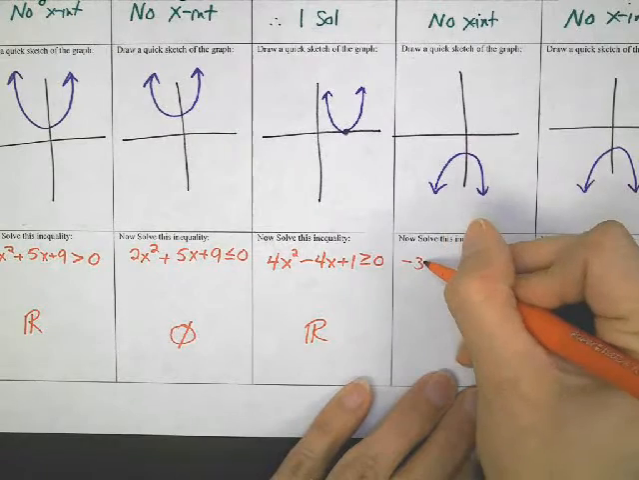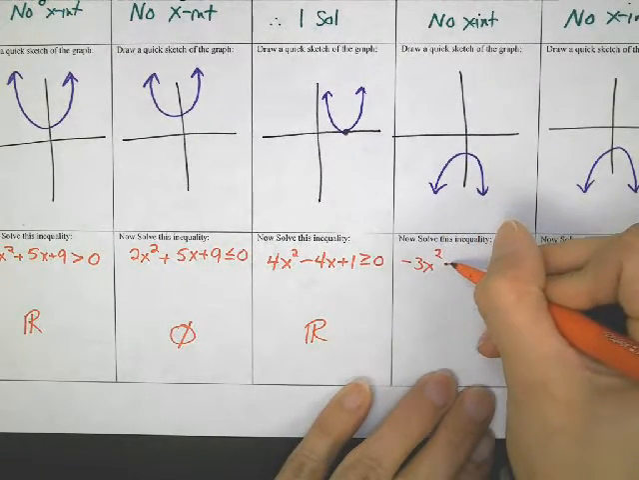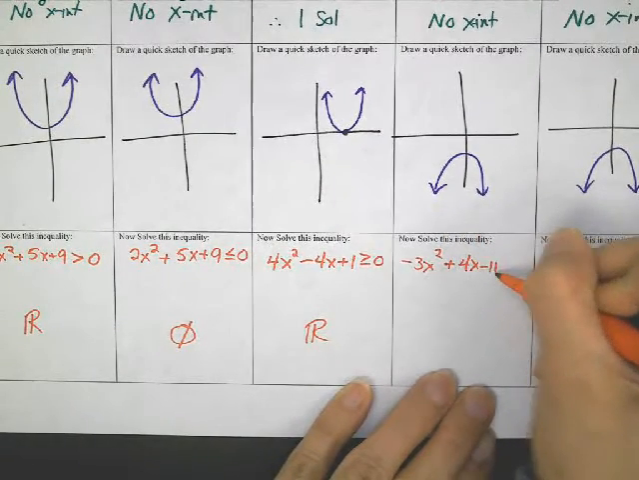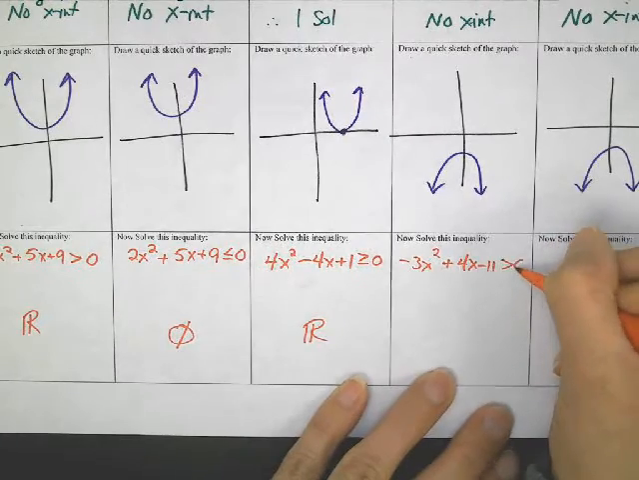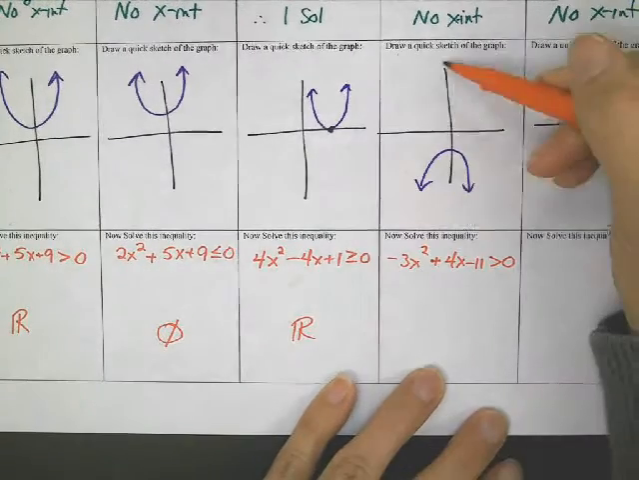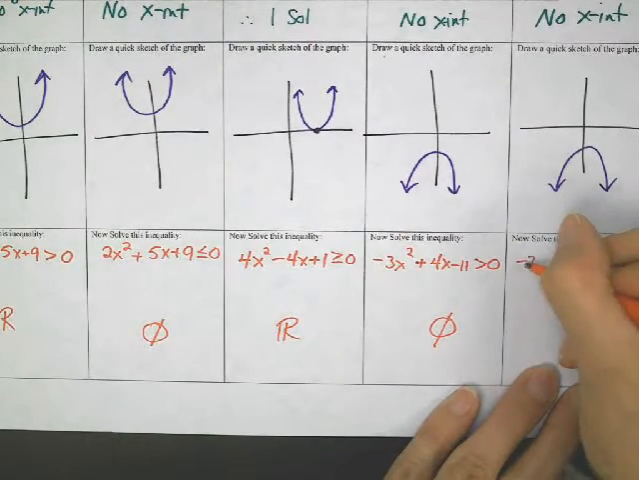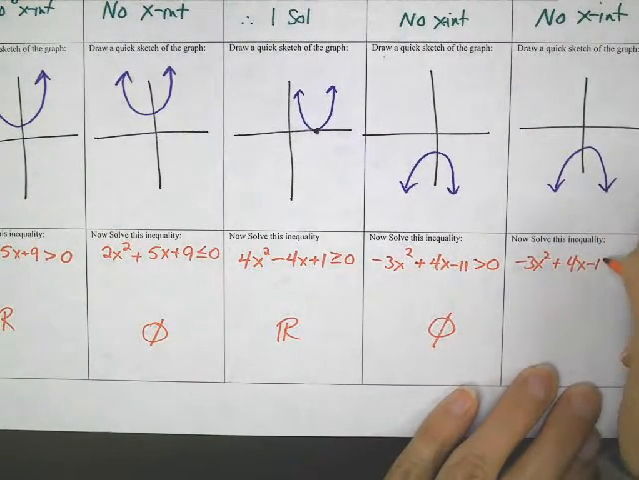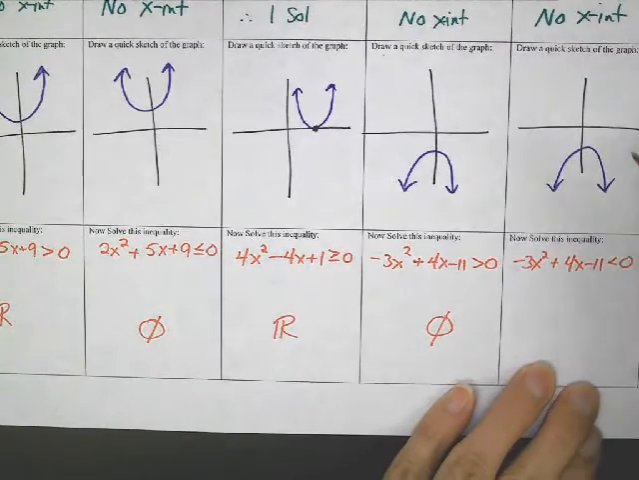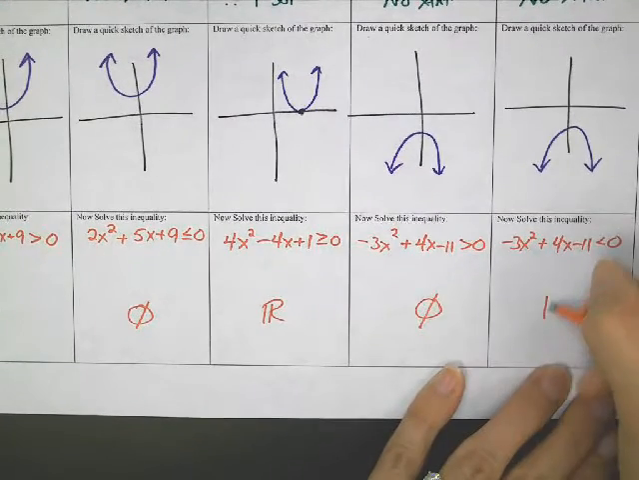What if this parabola, negative 3x squared plus 4x minus 11, wanted to be greater than 0? Where is it greater? Nowhere. And what if this parabola right here wanted to be less than 0? Where is it less? Everywhere.